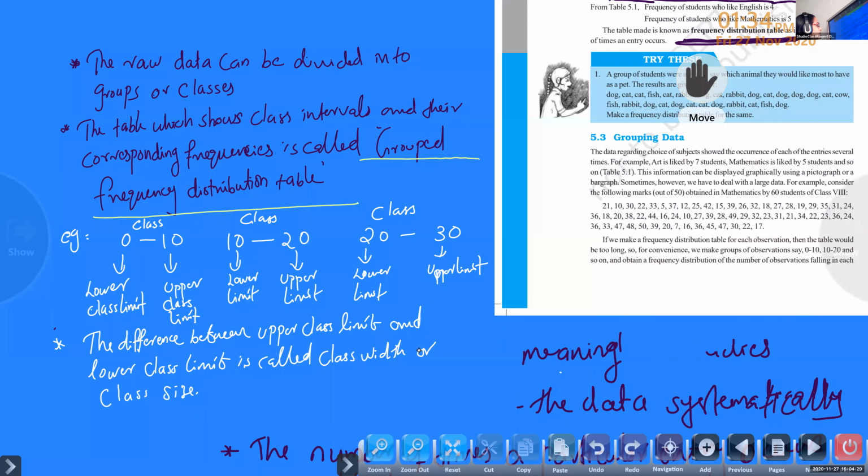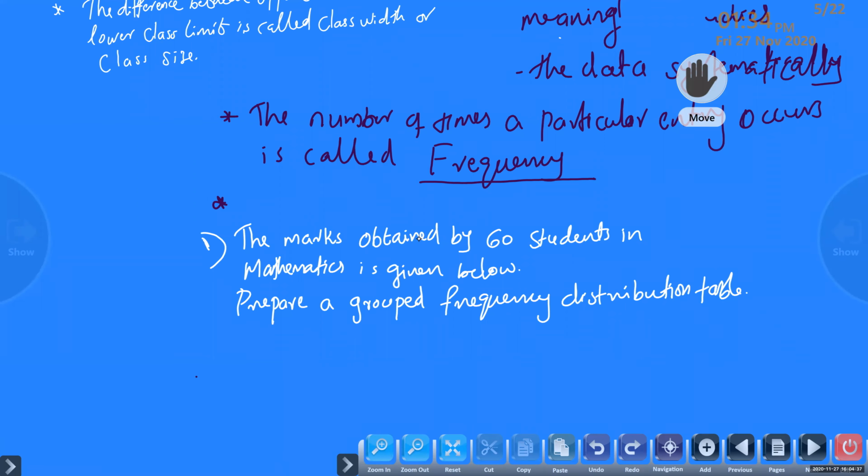We are doing everything on the board now. Somebody wants the question. This was the question. See, it is on the board. The marks obtained by 60 students in mathematics are given below. Prepare a grouped frequency distribution table. The question is there on the board. Okay.